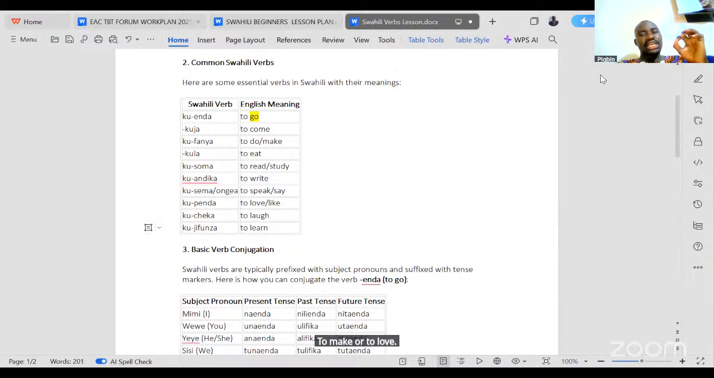Cheka, which means laugh. Kucheka, to laugh. Jifunza, which means learn. Kujifunza, which means to learn.